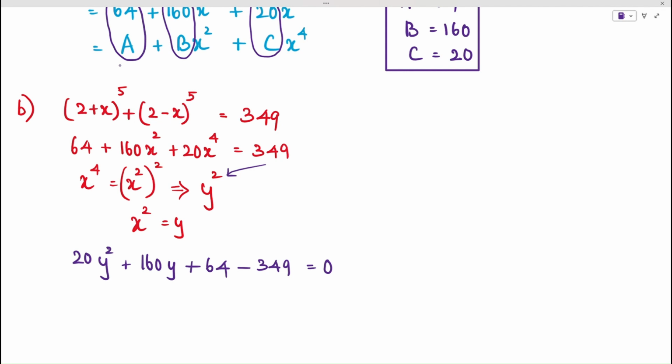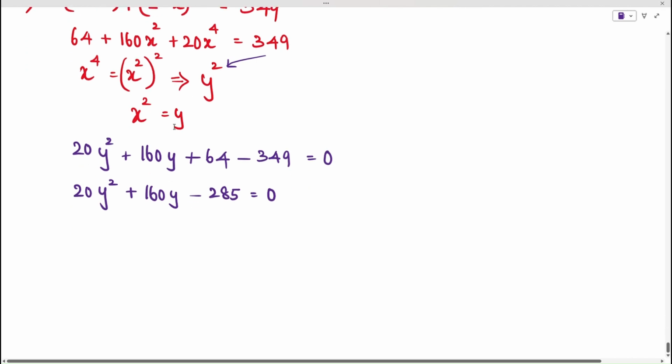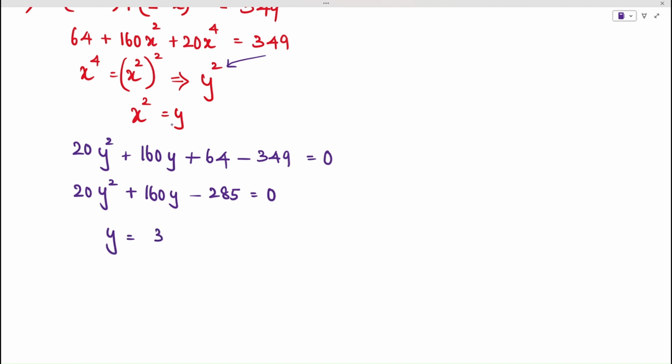Now if we simplify this down, we'll get 20y squared plus 160y minus 285 is equal to 0. Now, if we use our calculators to solve this polynomial, we get our answers for y as y is equal to 3 over 2 or minus 19 over 2.